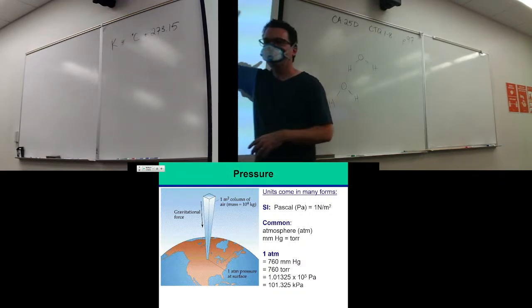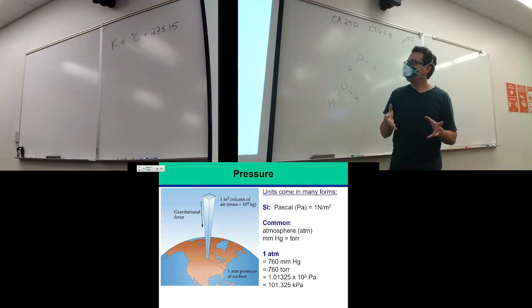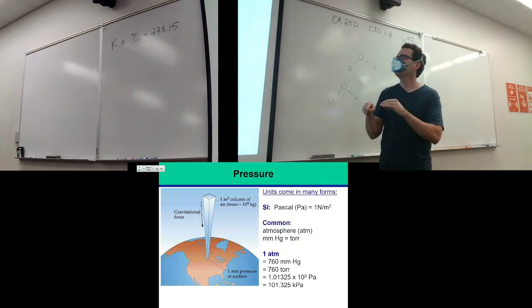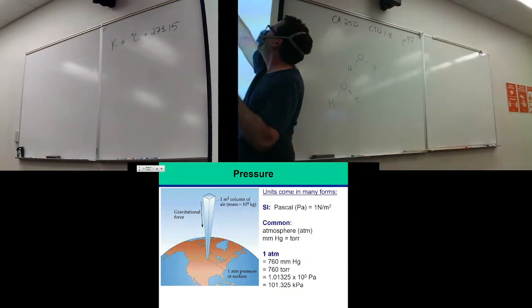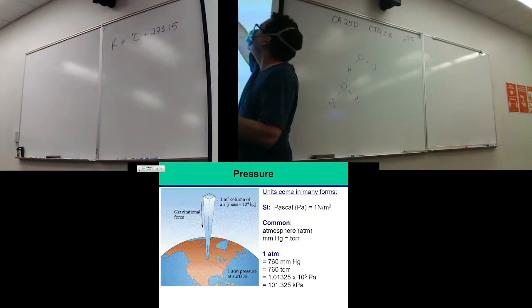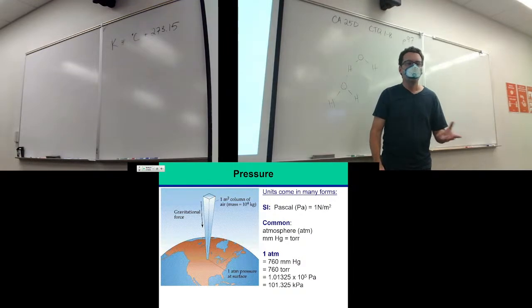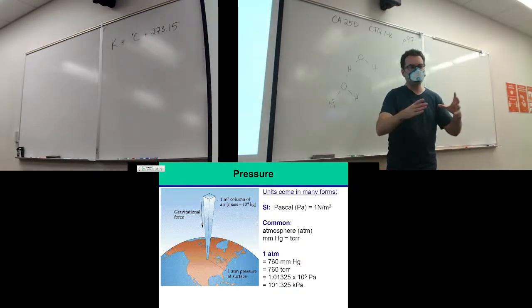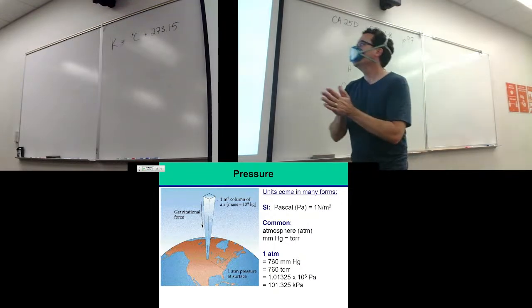So a Newton is a force, and I'm struggling to remember exactly how Newton is defined. I think it's a kilogram meter per second squared. Yeah, it's mass times acceleration, I think. So kilogram meters per second squared, but it's a force. And over meter squared is an area. So a pressure is a force applied over a particular area. That's what a pressure is.